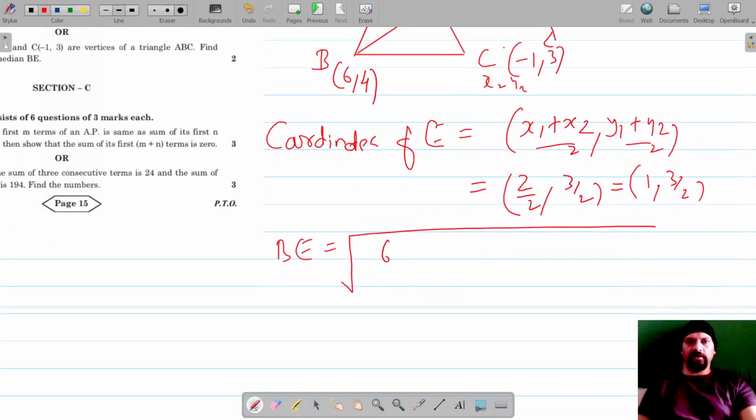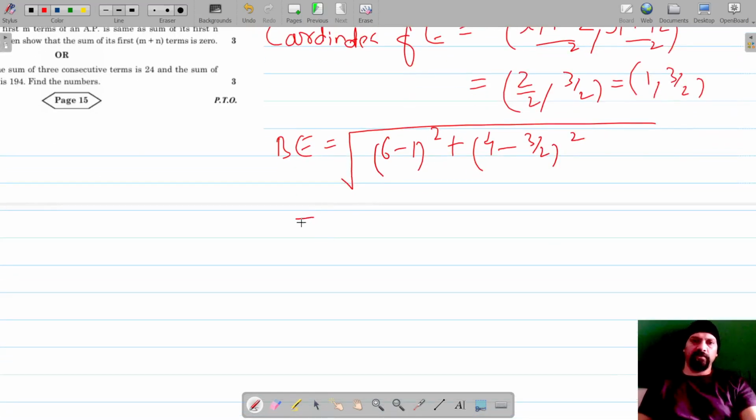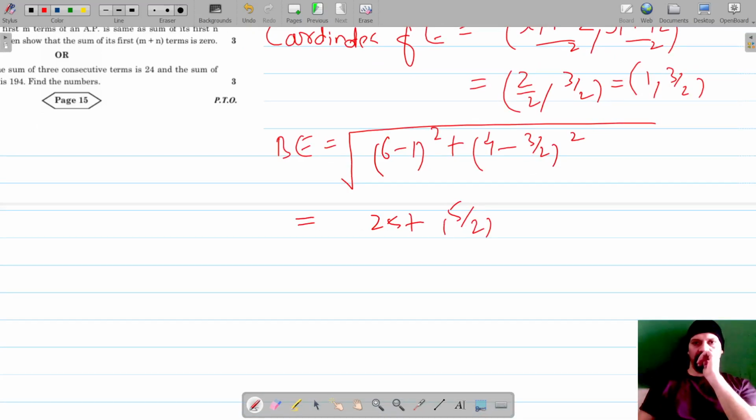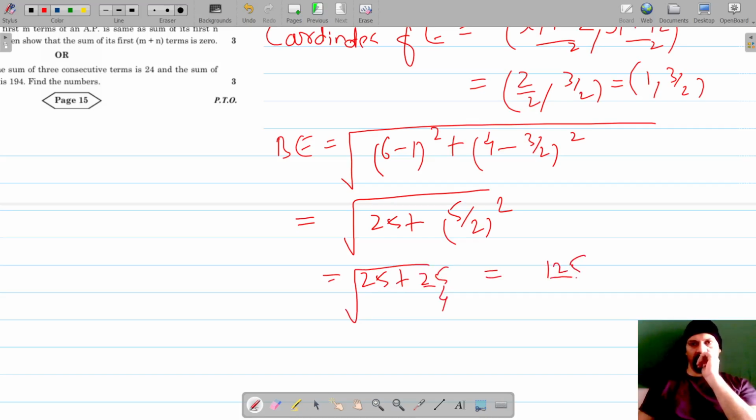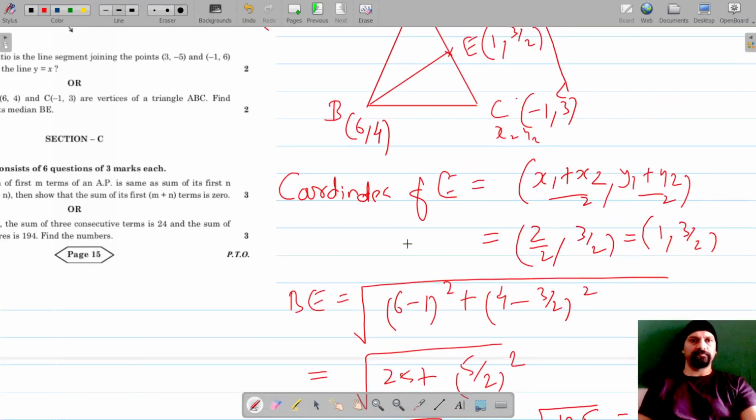So this is (x1 minus x2) the whole square, which gives me (6 minus 1) the whole square, plus (4 minus 3/2) the whole square. So 6 minus 1 is 5, 5 squared is 25, and 4 minus 3/2 is 5/2, squared. This is under root. So root of 25 plus 25/4, which gives us root of 125/4, and 125 can be written as 5 into 5 into 5. So the root of 4 is 2, which gives us 5 root 5 by 2 units as the length of the median B.